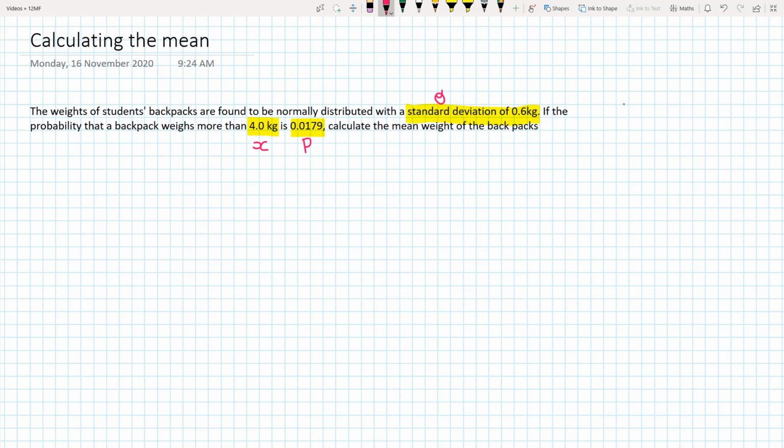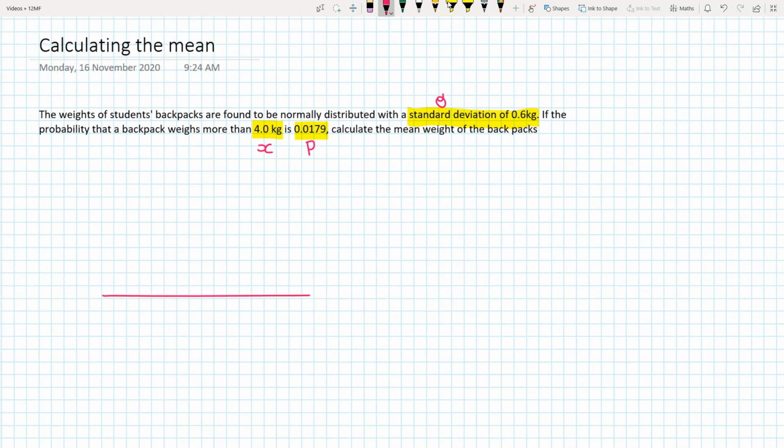Now from here, the first step is always good to draw a diagram. So we draw our normal curve like so, not perfect, but it'll do. We add in our mean here. Now in this case, you can see from the question that we don't know the mean. So our mean remains unknown, although we do know the standard deviation, and that is 0.6.